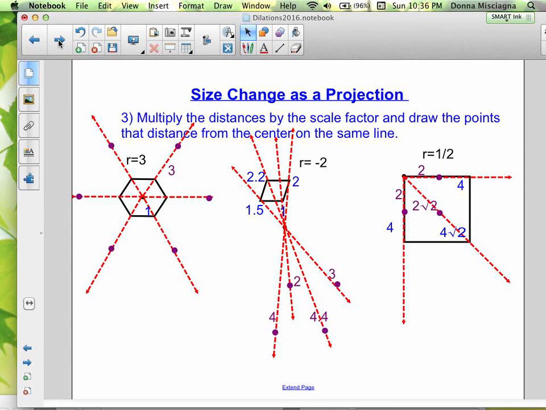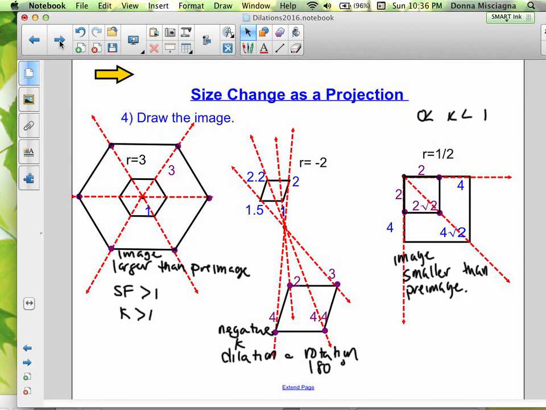All right, so here's all our points, right? So we got 3 times as much. We got 1/2 as much. We have 2 times as much. And then we connect. So here, on the first one, since the scale factor is greater than 1, right, the K is greater than 1, the image is larger than the pre-image. On the last one, since K is between 0 and 1, the image is smaller than the pre-image.